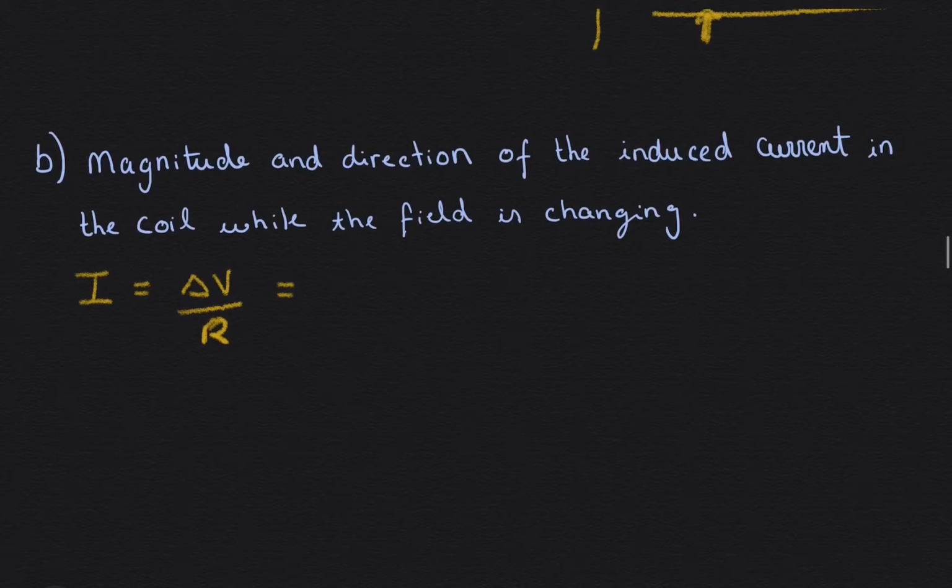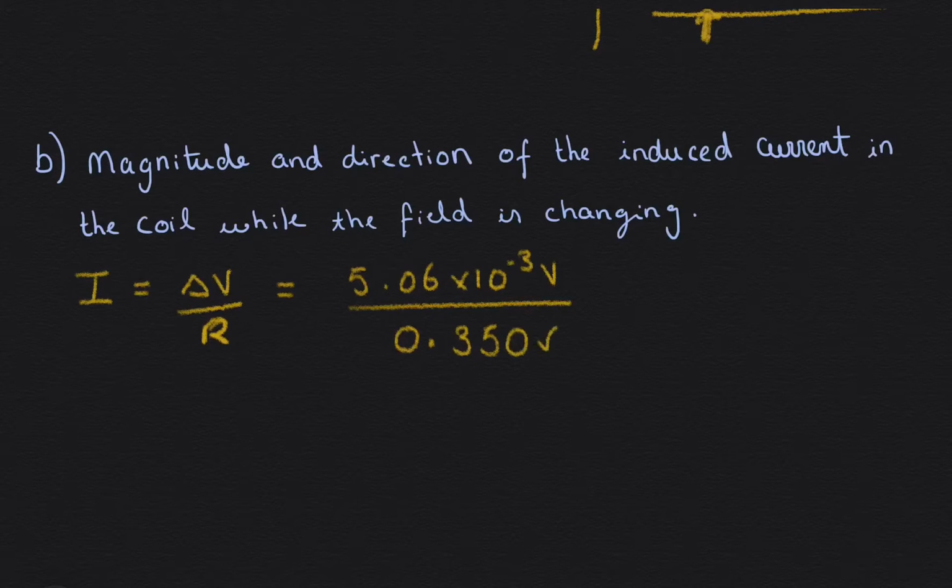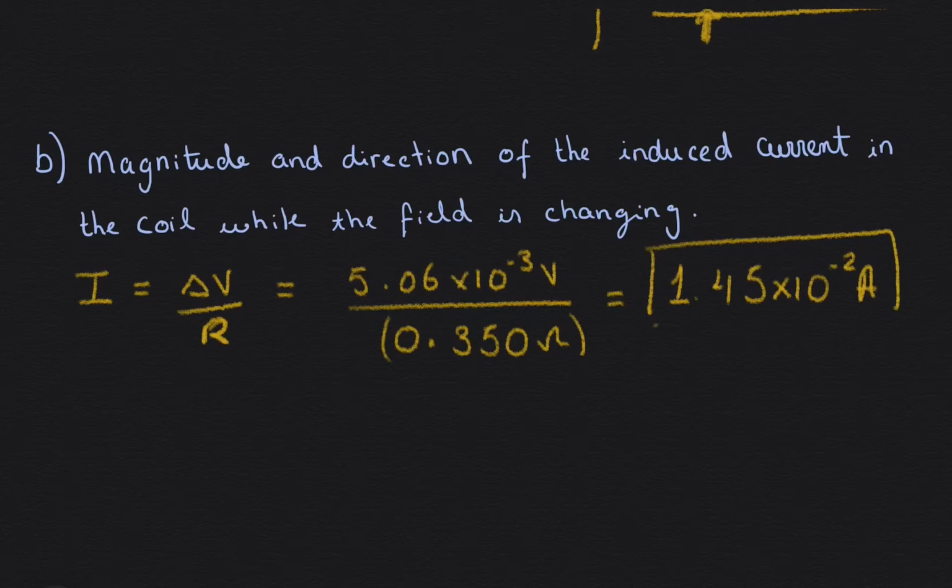We have 5.06 times 10 to the negative 3 volts divided by 0.350 ohms. So then we have 1.45 times 10 to the negative 2 amps. Okay. I want to note that this value is the magnitude. As you can see, I kept my values positive because that will be the magnitude of the current.